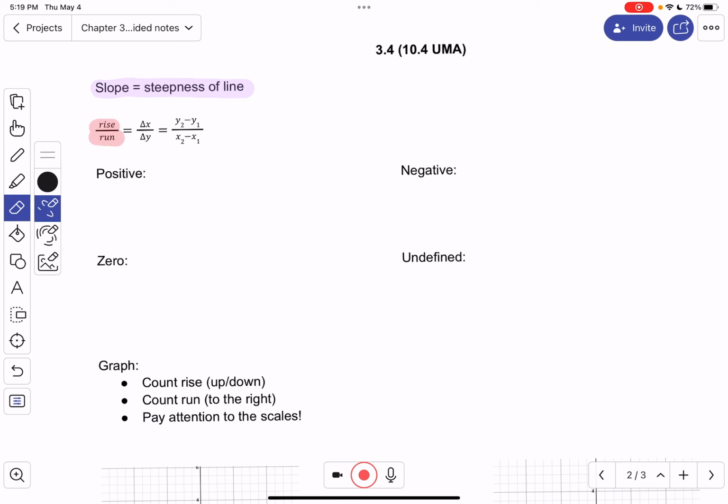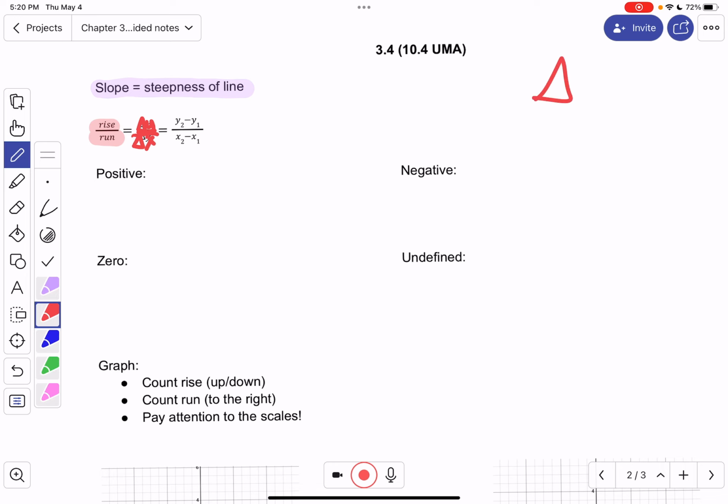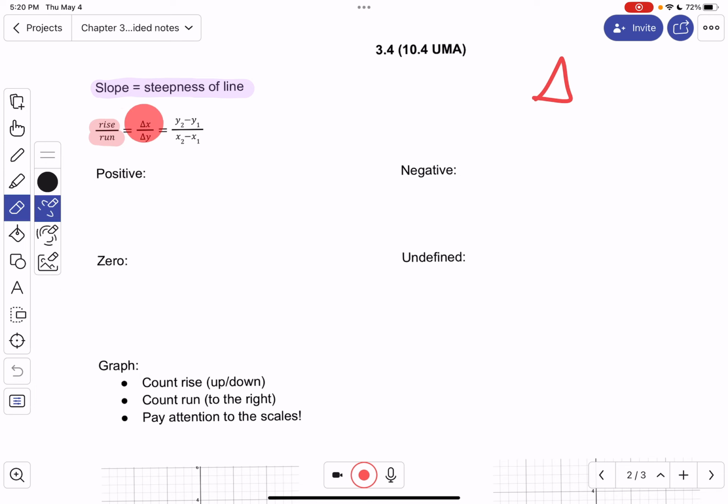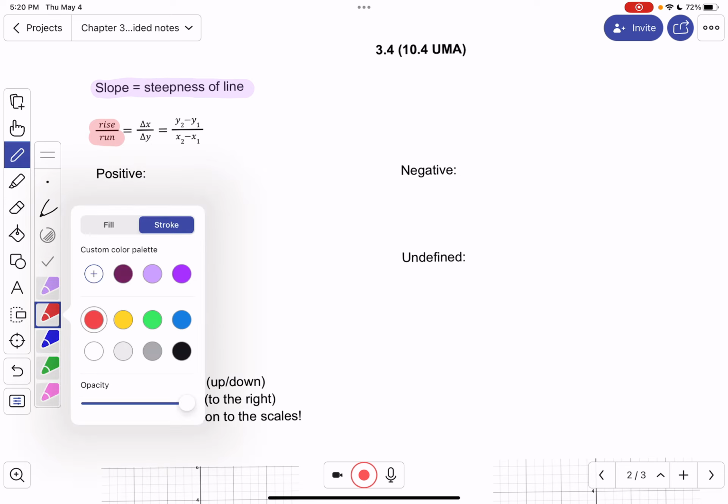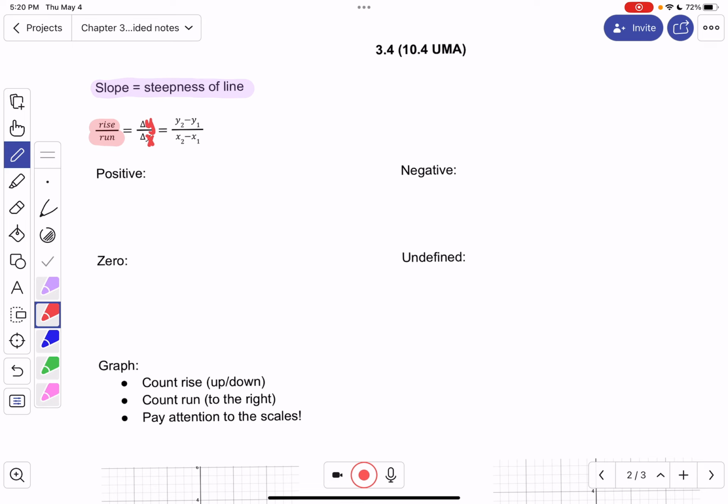Rise is your y values. So these should actually be switched because your y is your up and down, and then your run is your left and right. So one way to write that is delta y over delta x, which is the Greek letter for delta, and it just means change. The change in y over the change in x. And what that really is saying is subtract the y values from the points, subtract the x values from the points, and that's how you find the slope of the line.